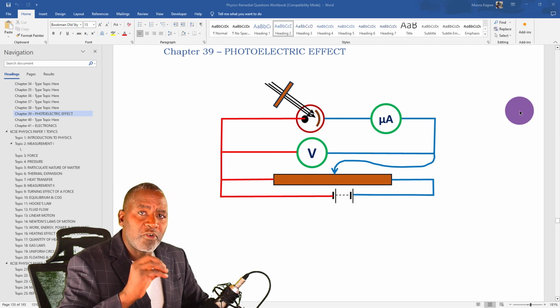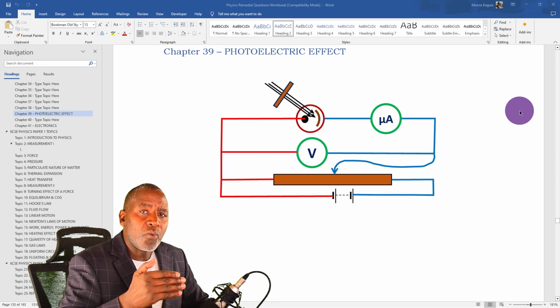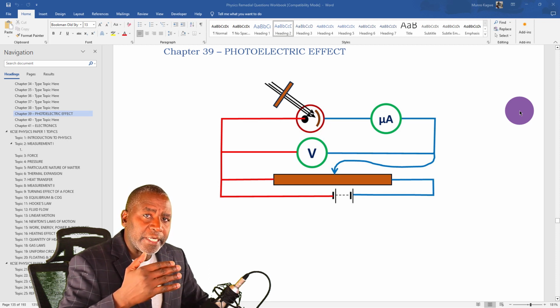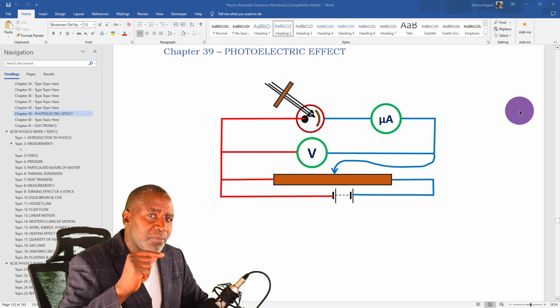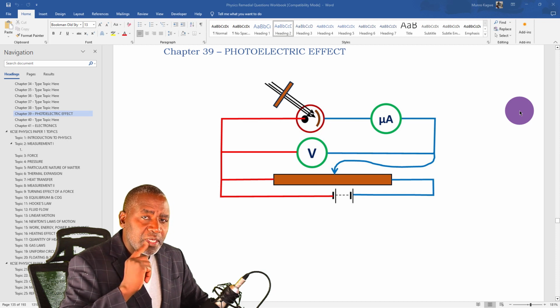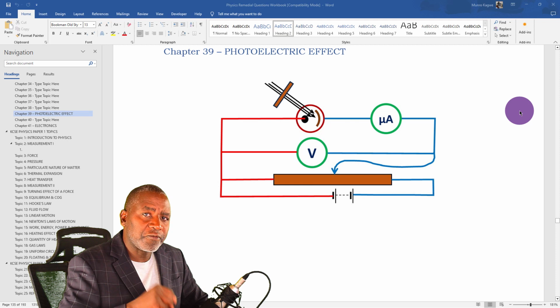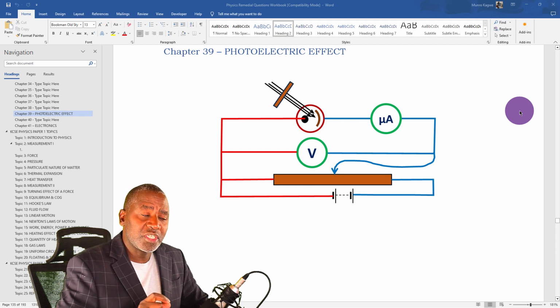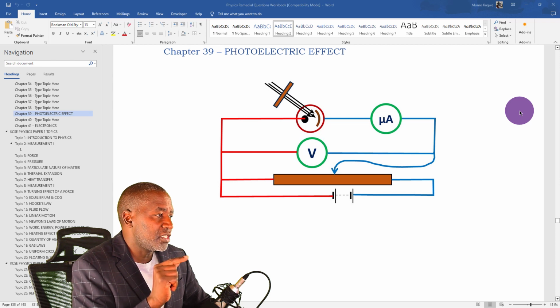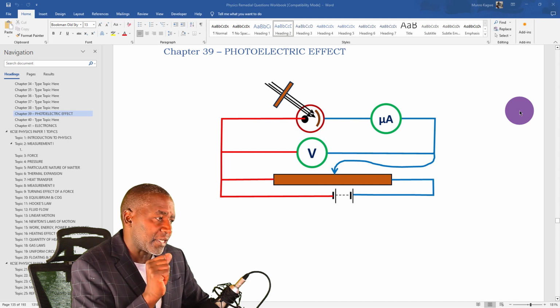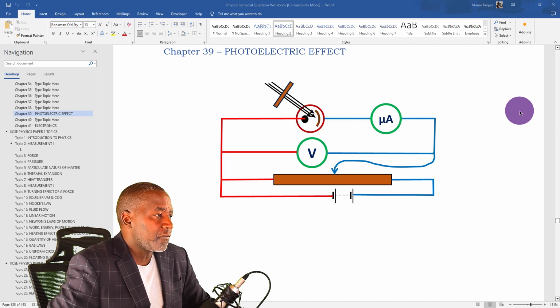The photoelectric effect is the removal of electrons from a metal surface when electromagnetic radiation of a suitable frequency falls on the metal. There are two methods by which electrons are removed from a metal surface. One is thermionic emission, the other is the photoelectric effect. So this part here is on the photoelectric effect. It's a topic in Form 4, Chapter 39 in our syllabus.